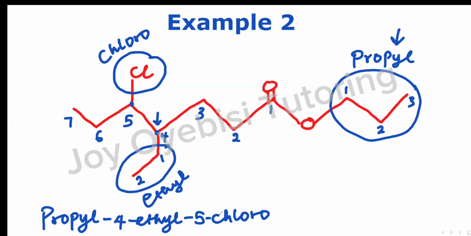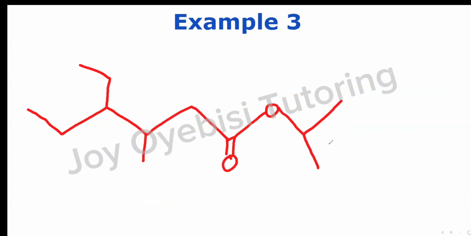So the prefix for the longest chain, which is 7, is hept. So we're going to say heptane, but without the E. That E is what we replace with oate. So the name of this compound is propyl 4-ethyl-5-chloroheptanoate. Next, we have this one. Again, you can pause, try it yourself before you continue.